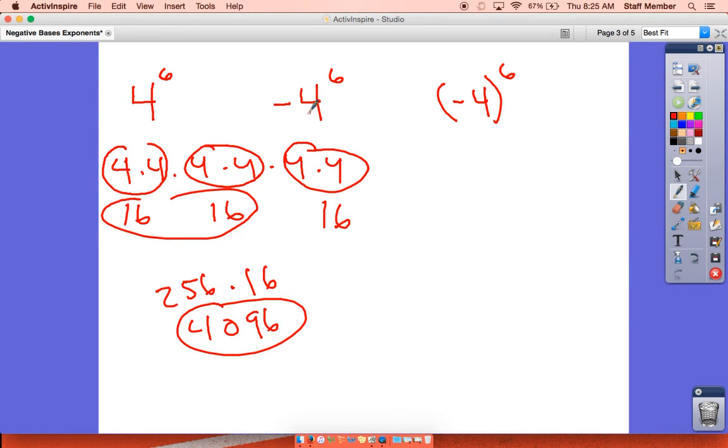So now we go over here, and I don't really need to do it again because this problem is the same as this one, only at the end we're doing the opposite of what we get. So the opposite of 4,096 would be negative 4,096.